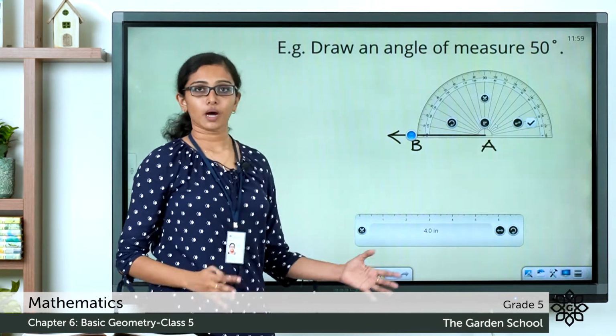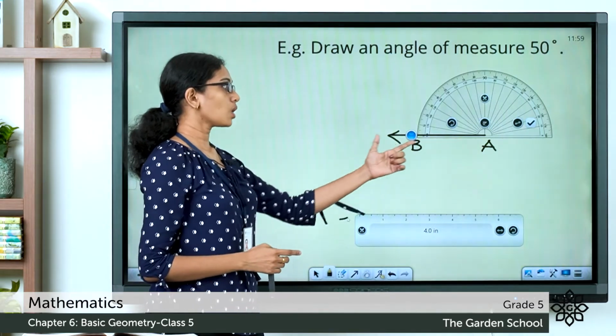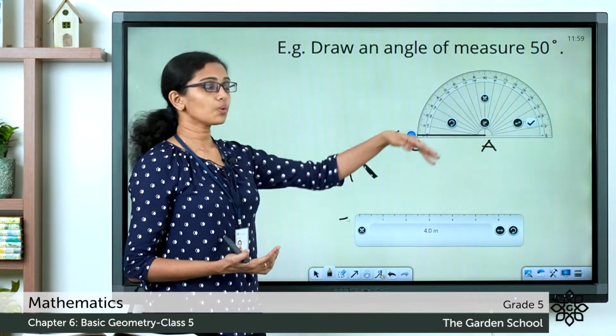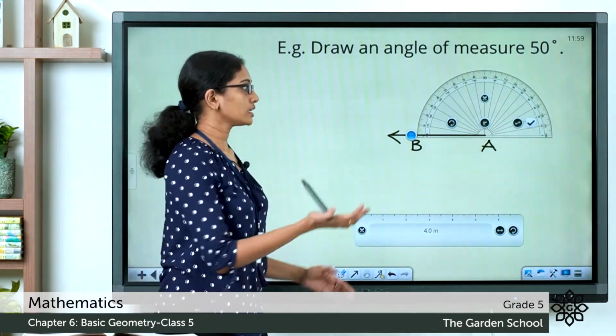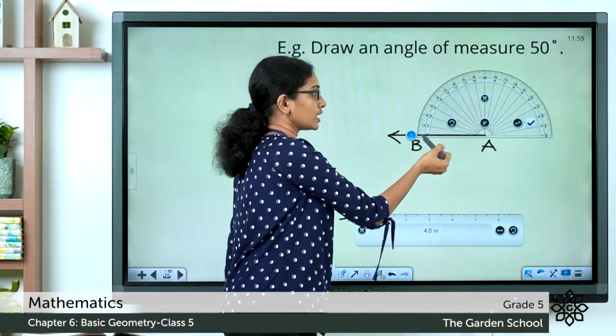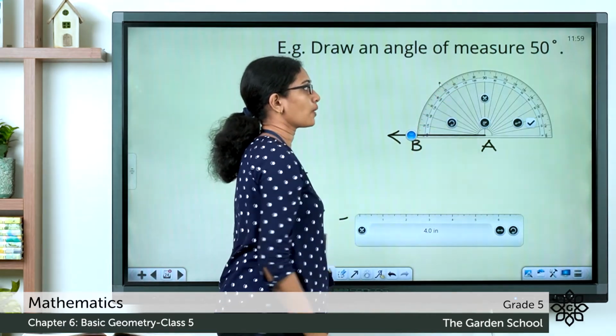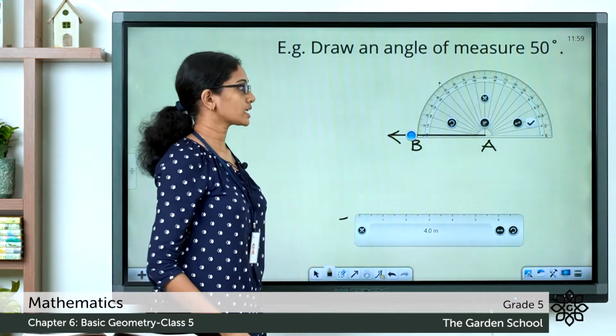So now we have placed it properly. Now since the lower arm is pointed towards the left, we are going to take the outer scale of the protractor. So start counting from the left, 0 degree, 10, 20, 30, 40, 50. Mark a point corresponding to the 50 degree mark.